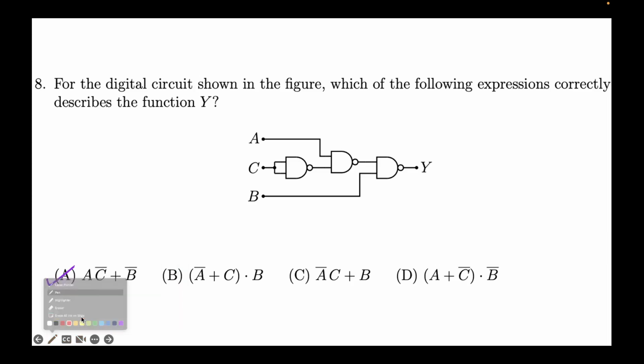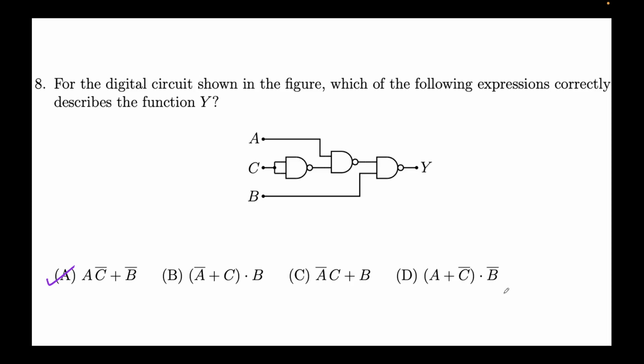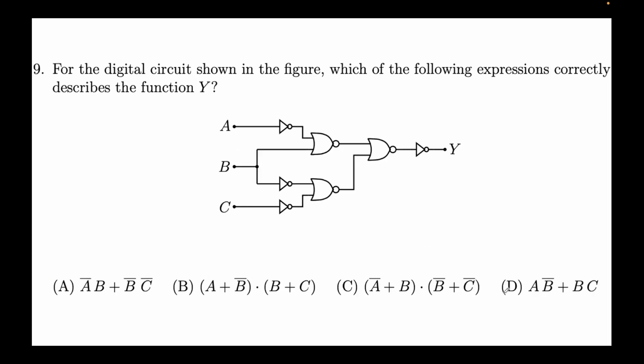This was a fairly straightforward problem, at least as compared to the multiplexers. Here, in the problem given to us, we first found the values of the internal nodes, D and X. First D, which is the output of a NAND gate in which both inputs are C, so C dot C whole bar, which is C bar. Then X, the output of the NAND gate in the red rectangle, A times D whole bar. We apply DeMorgan's law. Finally, for the purple rectangle, Y was the NAND output of X and B, X dot B whole bar, and we apply DeMorgan's law to obtain the simplified expression A C bar plus B bar, which happens to be our option A.